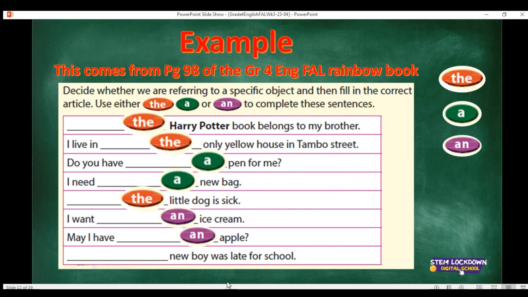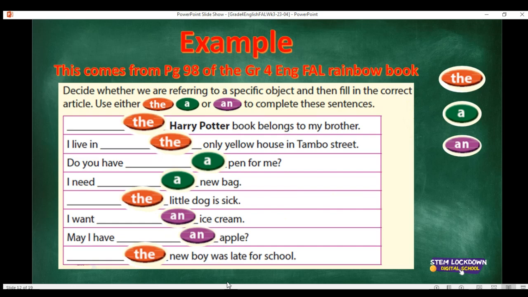Then the last one. New boy was late for school. So is it a new boy, a new boy, or the new boy? So it is talking about a certain child. So it is the new boy was late for school. So there now we've got all our articles in the correct sentences. So now they sound a lot nicer.